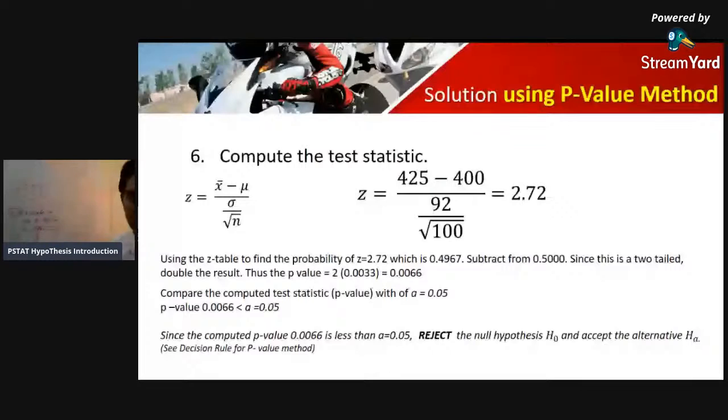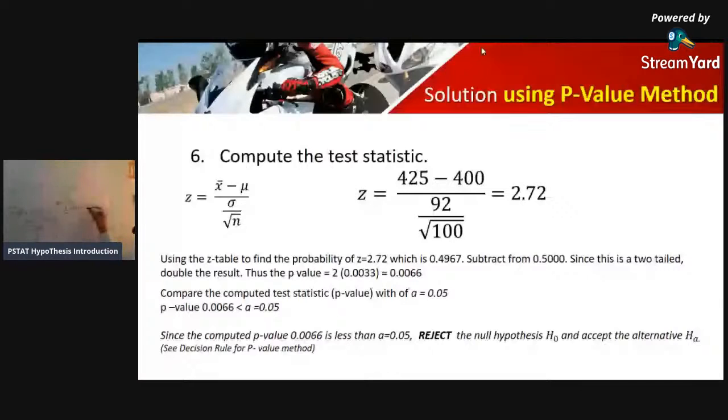When you are dealing with a two-tailed test, this area is only for one side. Because of this 0.5000, that is only on one side of the normal curve. So we multiply it by 2 so that we consider both tails. So the value now is 0.0066. You compare it with the alpha, which is 0.05. Here, we can obviously see that this value is less than 0.05.